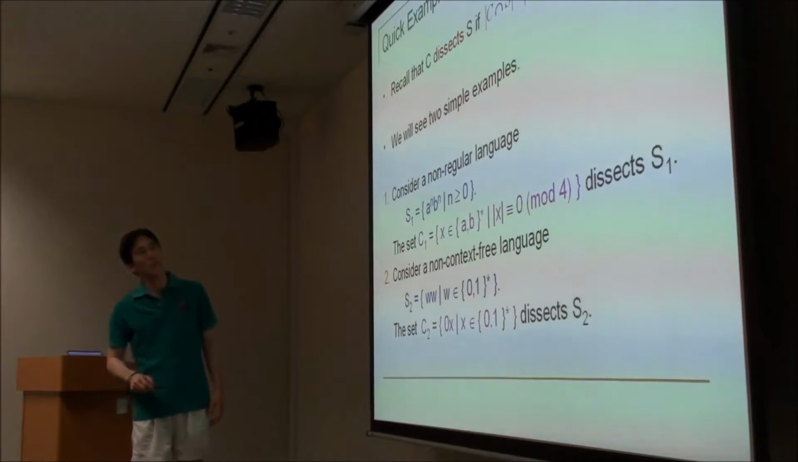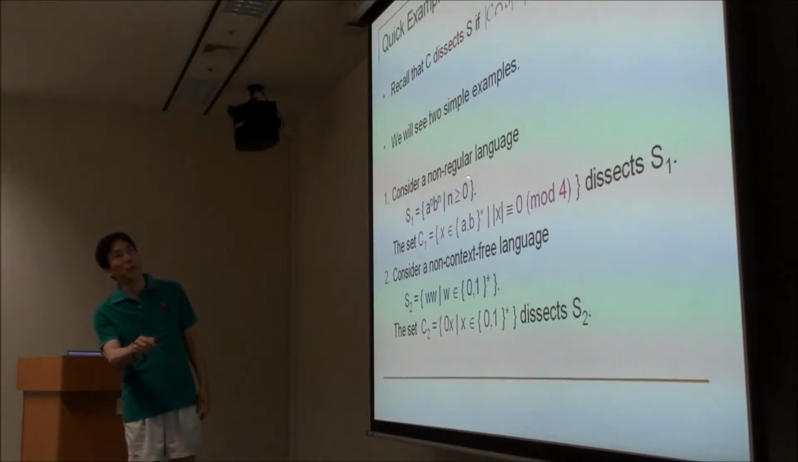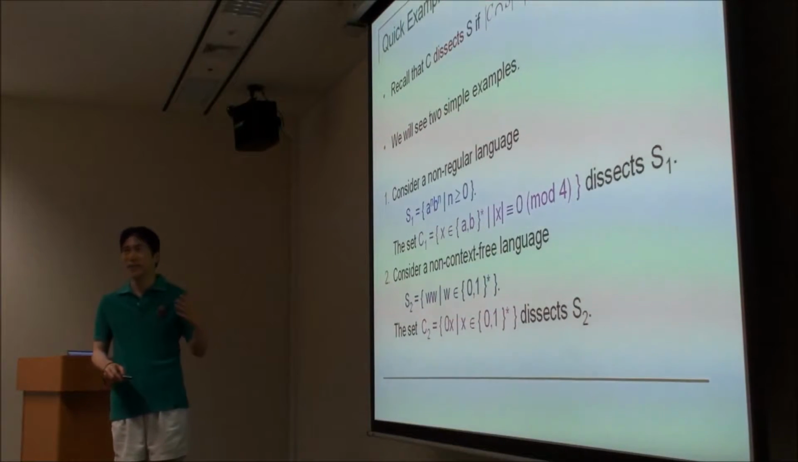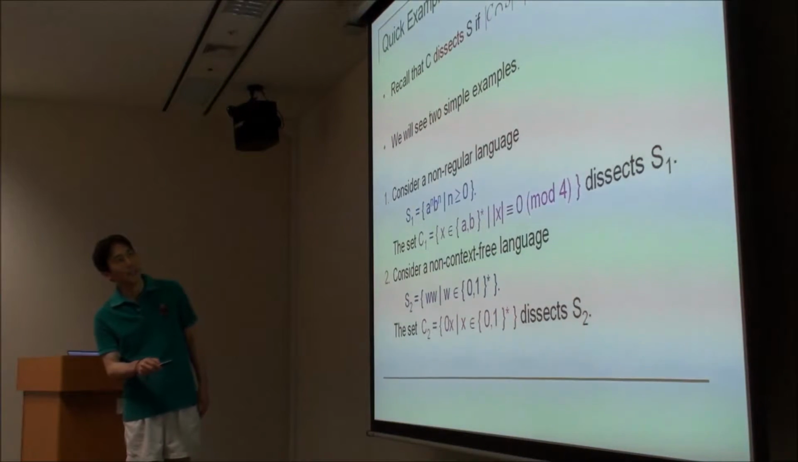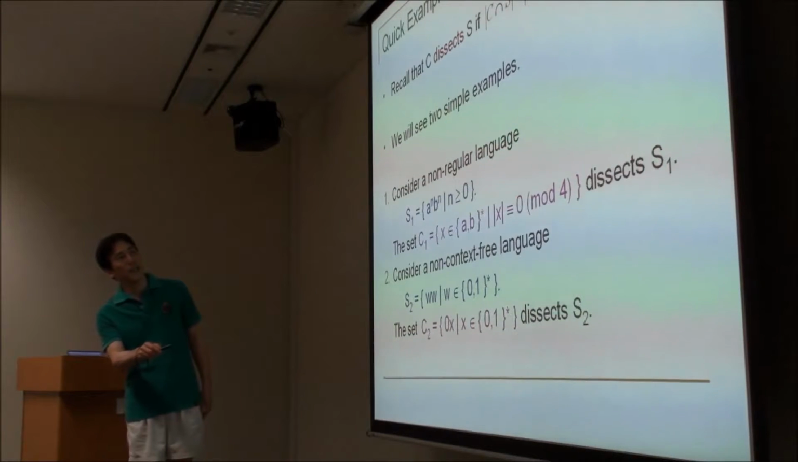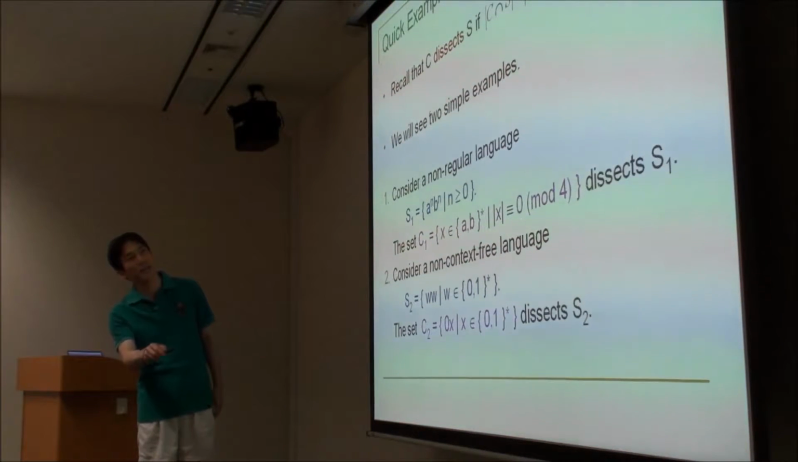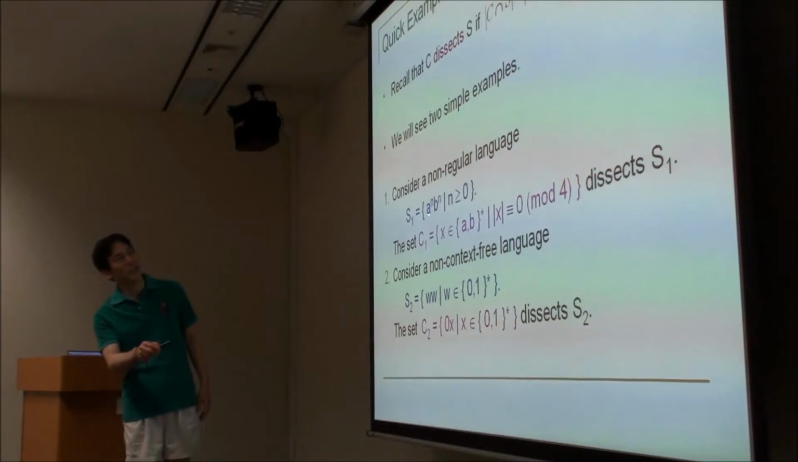We will see it in two examples here. One example is a non-regular language, a^n b^n, a very typical example appearing in many textbooks. So think about the language C sub 1, the collection of strings x whose length is equal to 0 modulo 4. This actually dissects S1.